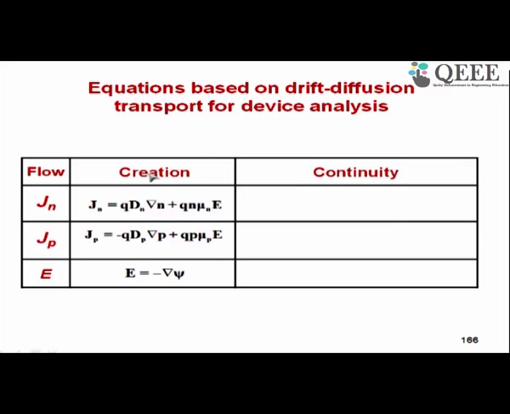So creation, these equations are equations which tell you the cause of the flow. For example, this equation tells you that the electron current density could be due to gradient of electrons or electric field, diffusion or drift. Similarly, the hole current density could be due to hole diffusion and drift. Similarly, here the electric field is due to gradient of potential. So it is a cause effect relation.